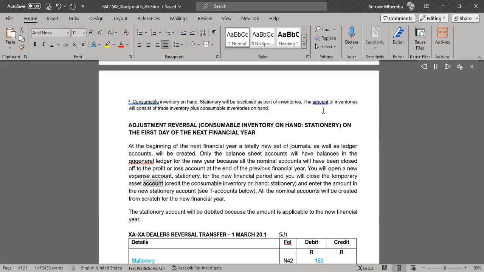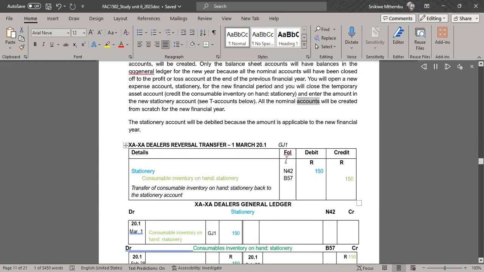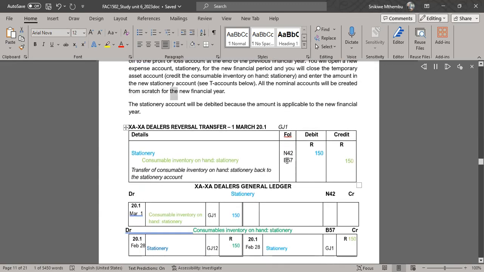You will open a new expense account, stationery, for the new financial period and you will close the temporary asset account, credit the consumable inventory on hand, stationery, and enter the amount in the new stationery account, T accounts below. All the nominal accounts will be created from scratch for the new financial year. The stationery account will be debited because the amount is applicable to the new financial year. XAXA Dealers Reversal Transfer, 1 March 20.1 GJ1.